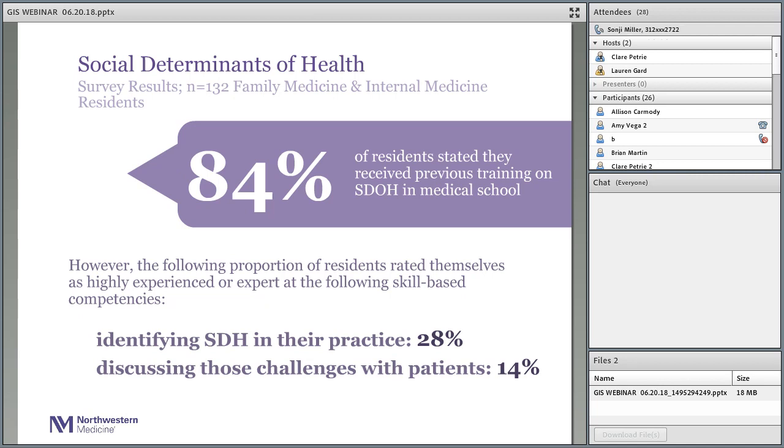And that number cuts in half when you start asking if they think they can discuss these issues or these challenges with their patients. You'll notice that we didn't actually even bother to get into actually addressing the issues.